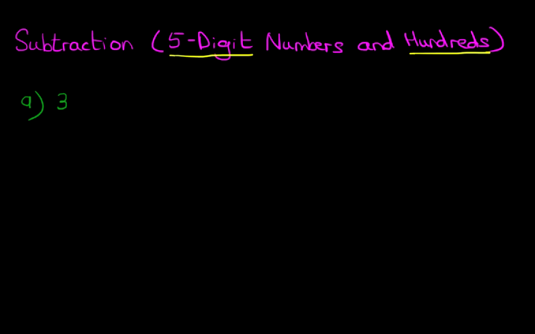We've got 34,646 minus 400. Now I'm sure some of you are already shouting out the answer, but let's do this using the vertical format. The first step is to rewrite this question in columns. So let's do that over here.